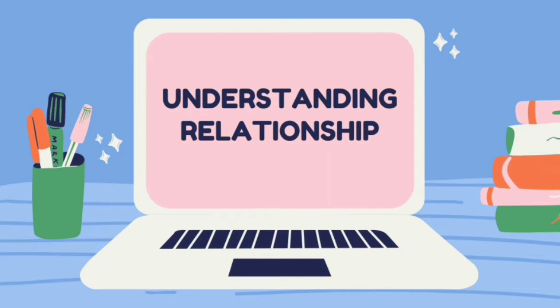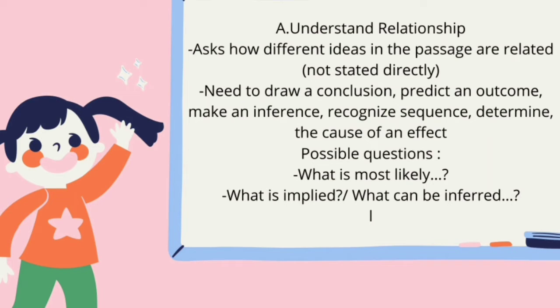Understanding relationship. Understanding relationship asks how different ideas in the passage are related, when not stated directly. You need to draw a conclusion, predict an outcome, make an inference, recognize sequence, or determine the cause of an event. Possible questions are: what is most likely, what is implied, or what can be inferred.